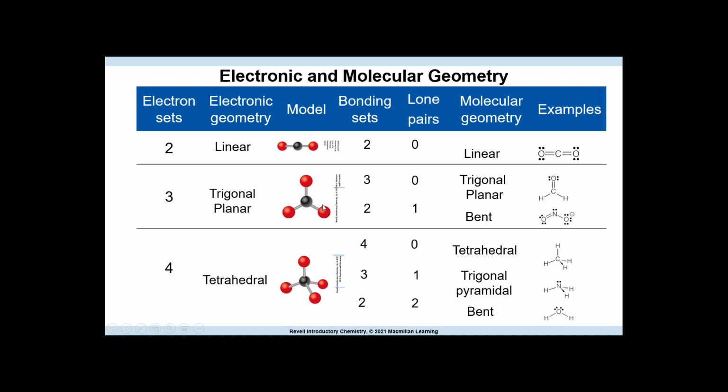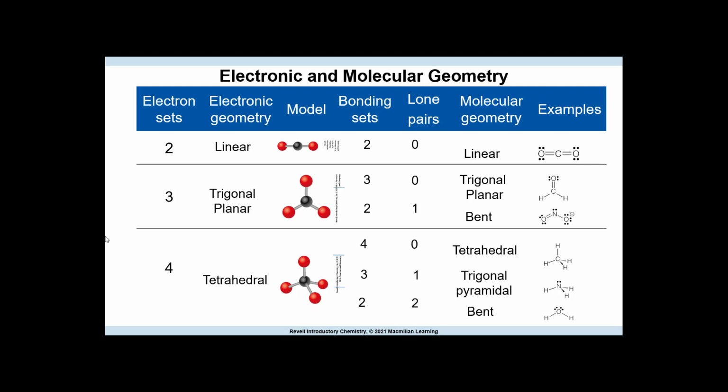An atom with 3 electron sets has a trigonal planar geometry. There are 2 different molecular geometries possible with 3 electron sets. If you notice here, that's bonding and bonding, so there are 3 bonds, or 2 bonds. If there are no lone pairs, these match. If there are lone pairs, then the geometries are going to be different. If 2 of the electron sets are bonding and one is a lone pair, the molecular geometry is bent. The nitrite ion is an example of this type of geometry.